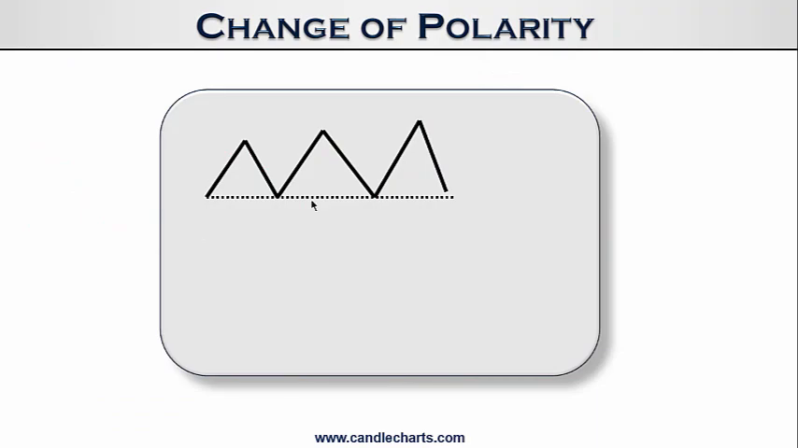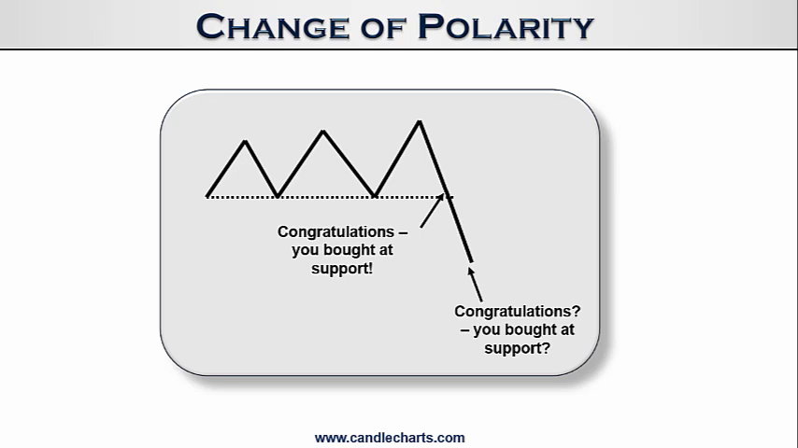So a multi-tested support area, once broken, becomes potential resistance. Let me show you why. Imagine buying here or here or even here or here, and you're happy, you bought near a support area because you saw the last two times it got down to these levels, it bounced, and then the market does this. Okay, congratulations, you bought a support. You're not very happy now because now you're losing money.